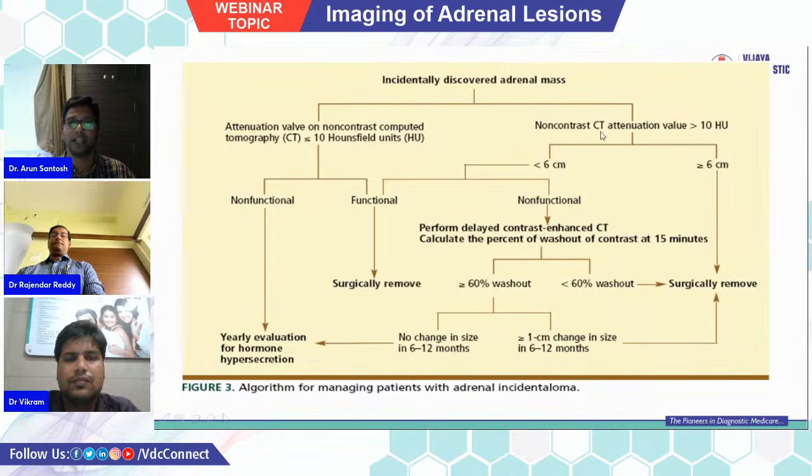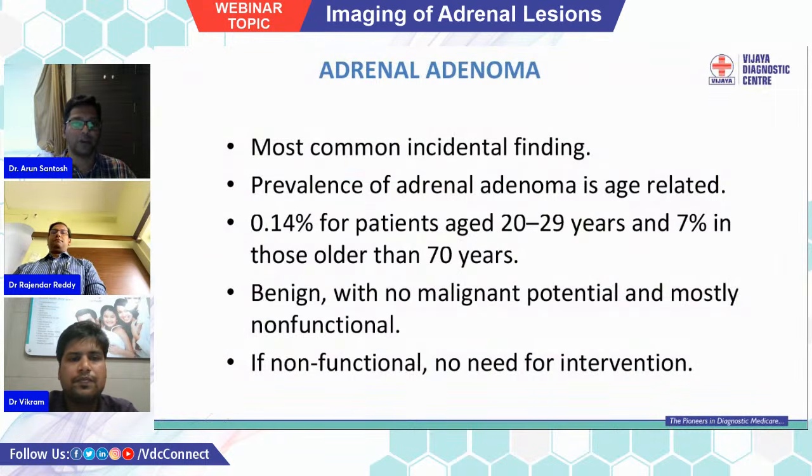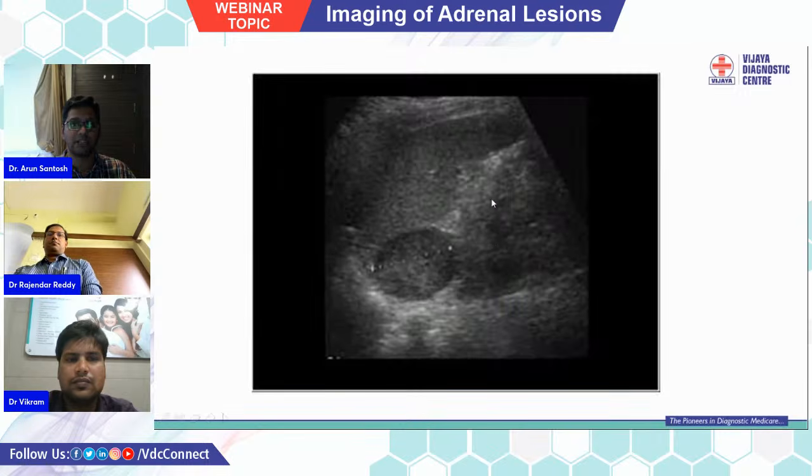If the lesion's non-contrast HU value is more than 10 and it is more than 6 centimeters, you have to go for surgical excision. Coming to the adrenal adenoma, which is the most common incidental finding, generally it is benign with no malignant potential, and mostly adrenal adenomas are non-functional. If they are non-functional, no further intervention is required.